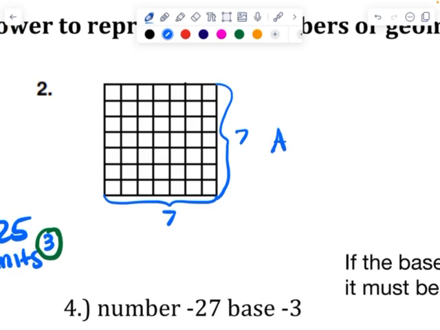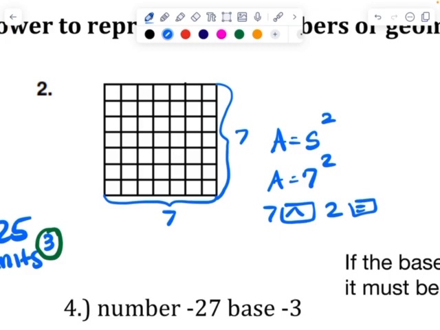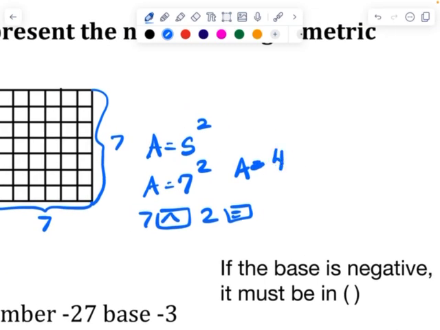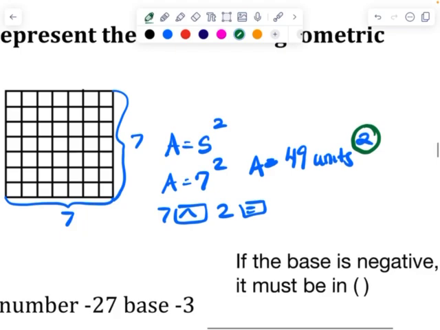And remember, area is side squared, which means area is 7 squared. When you put that in the calculator, 7 caret 2, enter, you should get that area is equal to 49 units squared. And now notice this is squared because it's only 2 dimensions, a side and a side.